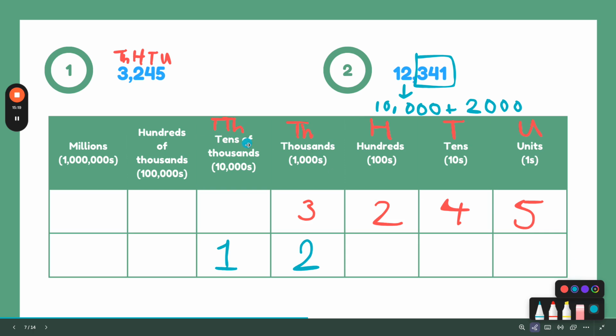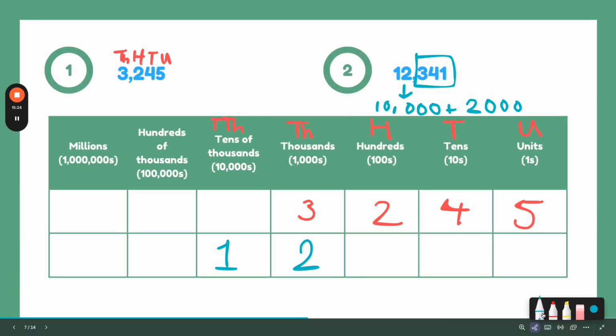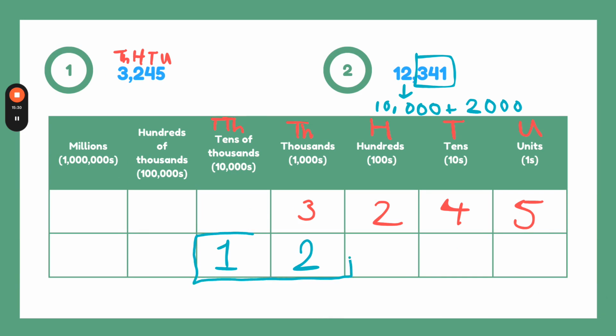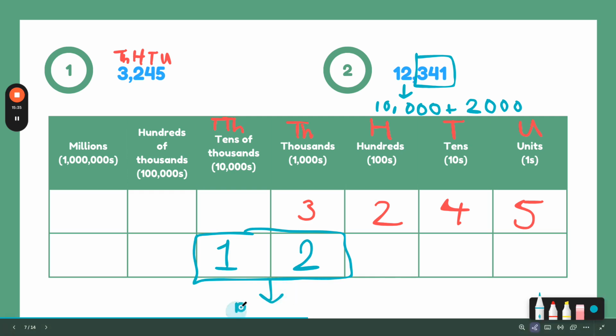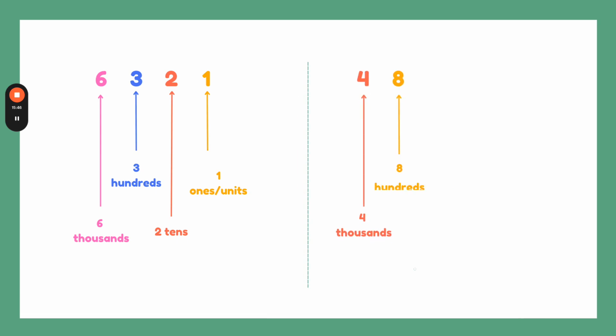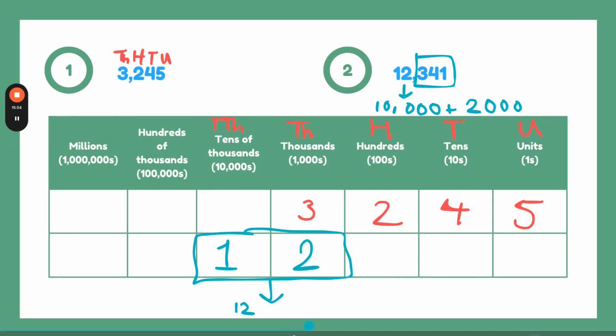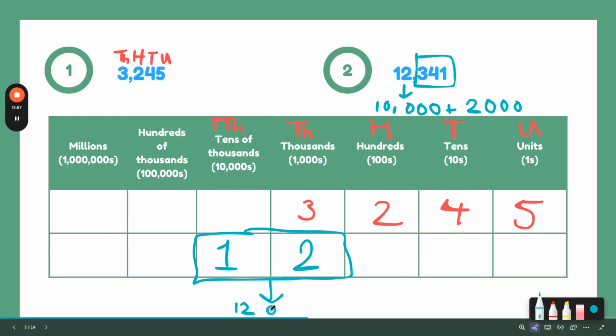Okay. So this, oh, oops, sorry. So this here, this part of our number represents 12,000. I keep making, okay, go. Bear with me, bear with me. Okay, sorry for the technical difficulties.